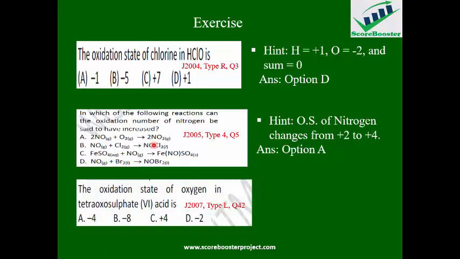The oxidation state of oxygen in tetraoxosulfate(VI) acid is dash of oxygen. So just write the formula H2SO4. In this case, they have told us the oxidation state of sulfur to be equal to +6. We have known that for hydrogen to be equal to +1. Then we want to determine that of oxygen in this case.